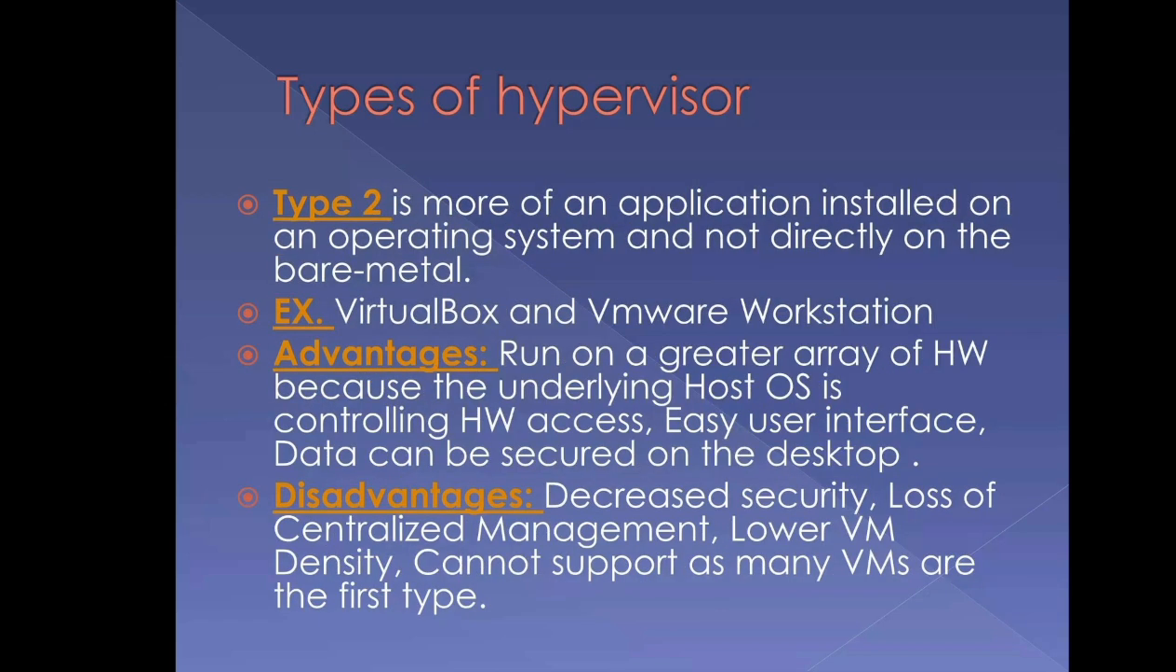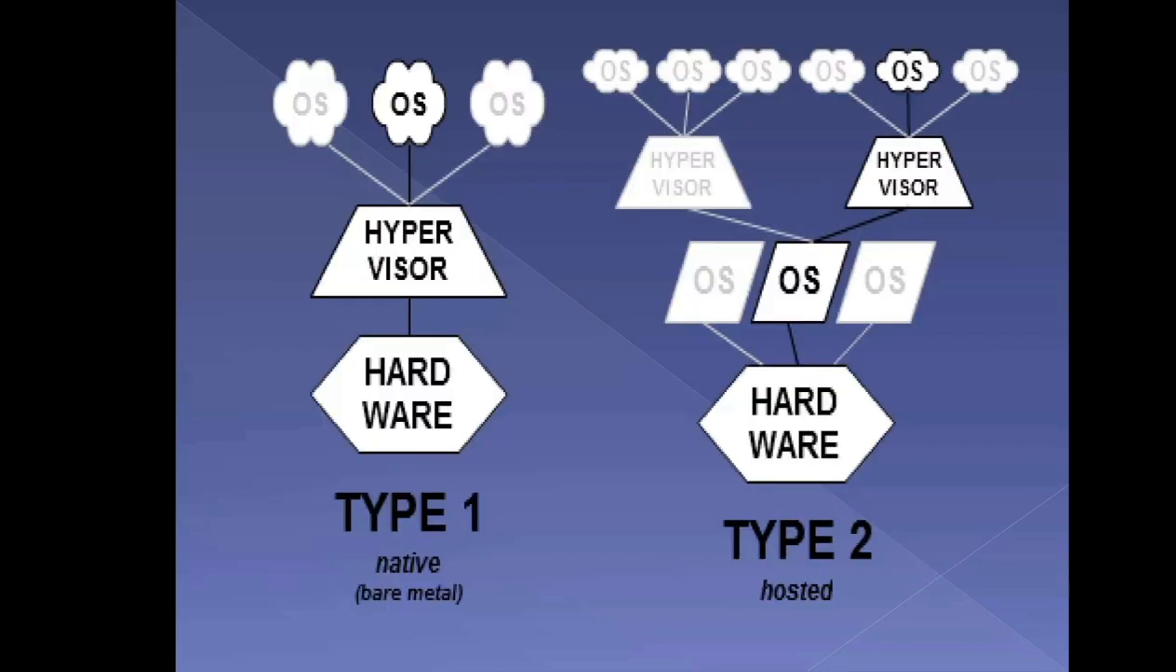Type 2 is more of an application installed on an operating system and not directly on the bare metal. Examples: VirtualBox and VMware Workstation. It runs on a greater array of hardware because the underlying host OS is controlling hardware access. It has an easy user interface, and data can be secured on the desktop. Disadvantages are decreased security, loss of centralized management, and lower VM density; it cannot support as many VMs as the first type. There are two images, type 1 and type 2.